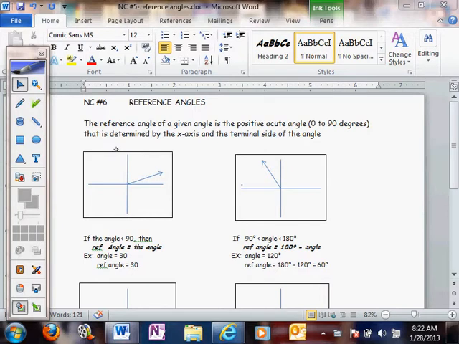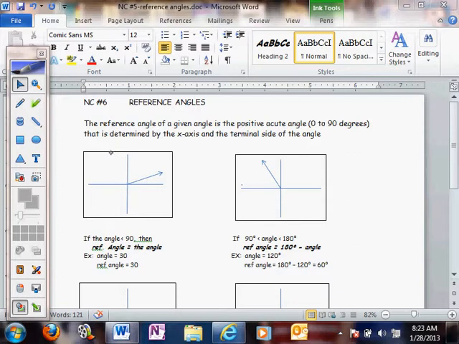We've been dealing with different angles, like you might have an angle 1290 degrees, or you might have an angle negative 720 degrees. Well, in order to be able to find the trigonometric value of that angle, you need to find its reference angle. Now you could type that large angle into your calculator and hit enter and it's going to give you an answer.